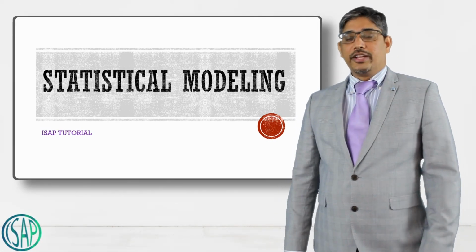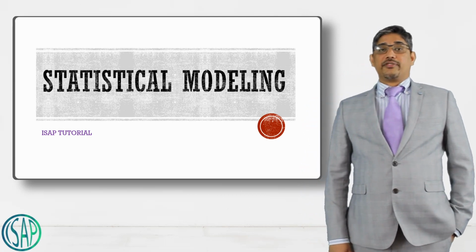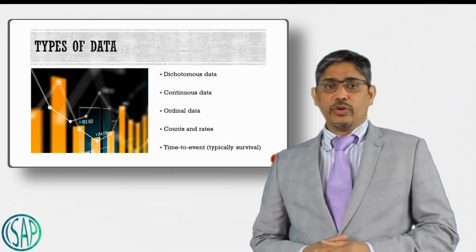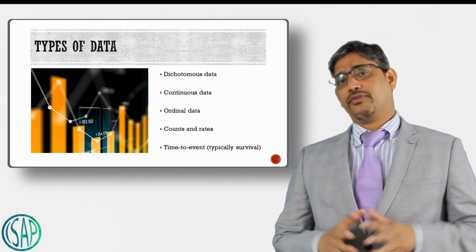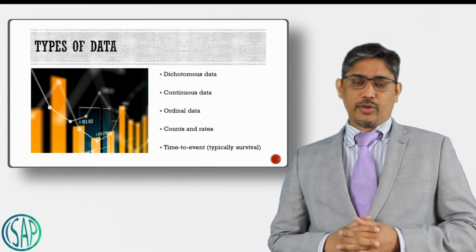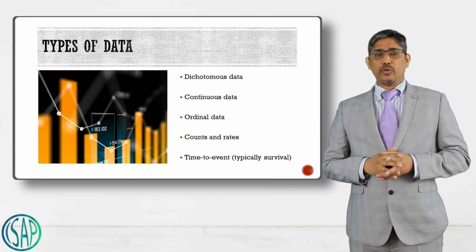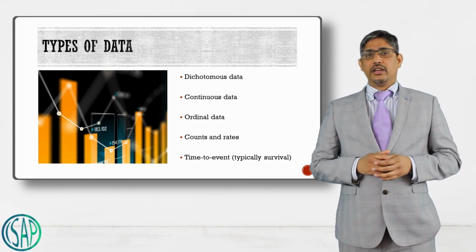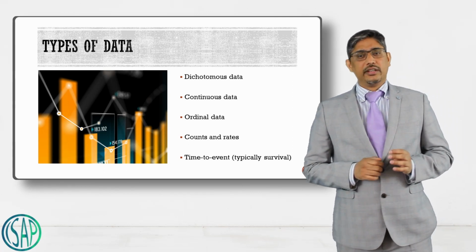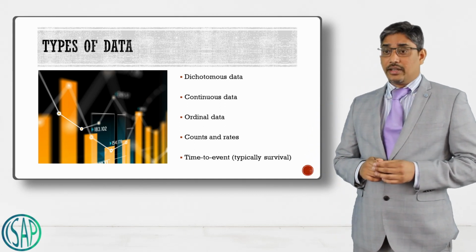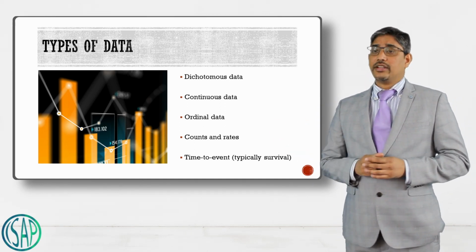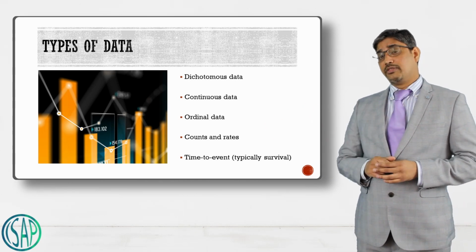I would like to teach the concepts of statistical modeling today. We need to understand the type of data first before we can actually do statistical modeling. We can broadly classify the data into 5 categories. Number 1, dichotomous data. Number 2, continuous data. Number 3, ordinal data. Number 4, counts and rates. Number 5, time to event type of data.